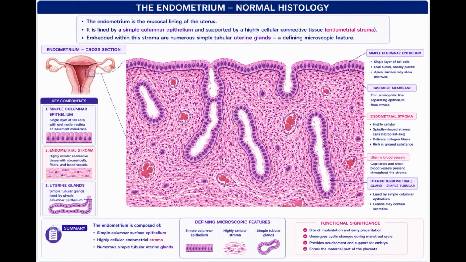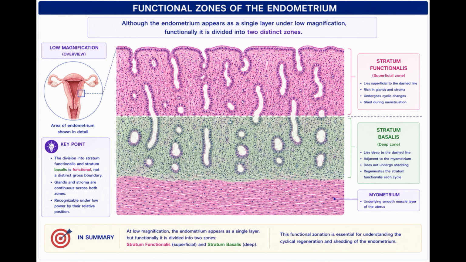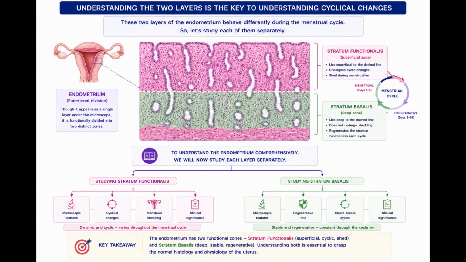Embedded within this stroma are numerous simple tubular uterine glands, which are one of the defining microscopic features of the endometrium. Although the endometrium appears as a single layer under low magnification, functionally it is divided into two distinct zones, the stratum functionalis and the stratum basalis. Understanding these two layers is the key to understanding the cyclical changes that occur in the uterus during the menstrual cycle. So, let's study each of them separately.